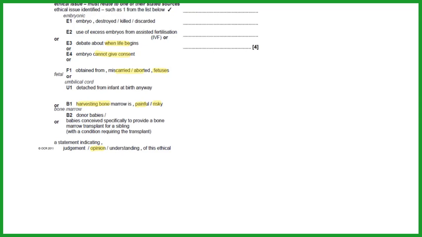And that's what you had to do to get 4 marks. It's a bit of a challenge, and remember that you had to make sure that the ethical issue was linked to the source of the stem cells that you had mentioned in the first part of the question.